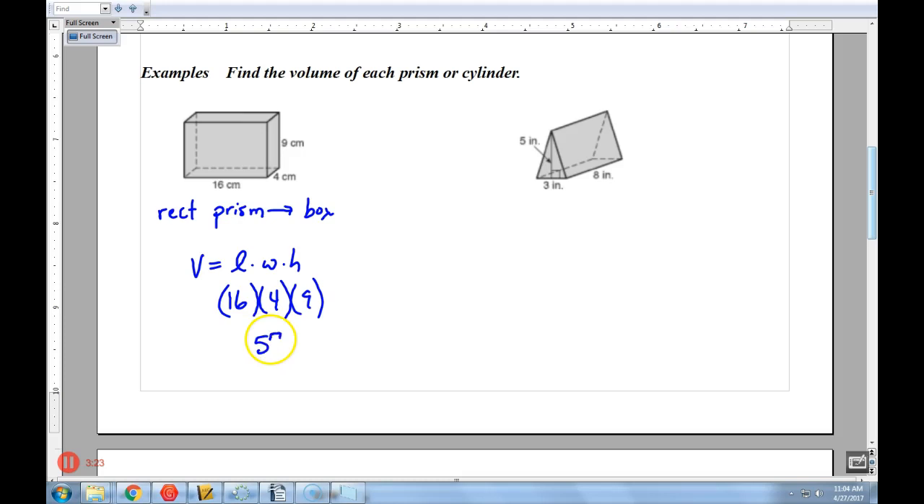576. Now, units. Let's talk about units a little bit. Units are basically cubed. Area had square units. This is centimeters to the third, or I could say 576 cubic centimeters.